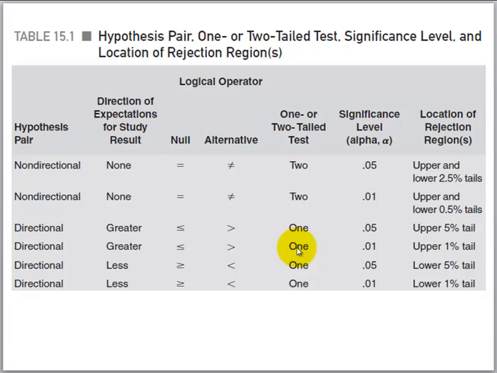So we're going to have a one-tailed test, and then in this particular example we are going to set alpha to 0.01. So if alpha is 0.01 in this situation, then our rejection region is the upper 1% tail. It's the 1% tail because the significance level is 0.01. It's the upper tail because our direction of expectation is greater than. So I'll just let you study this table for a few seconds before we go on.